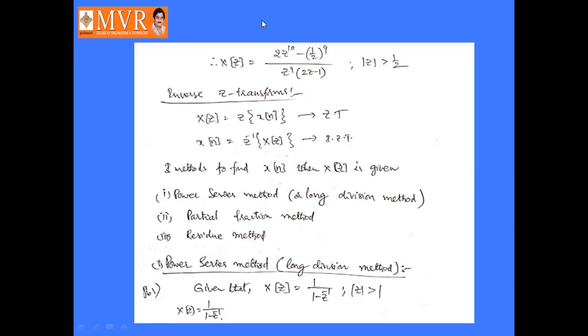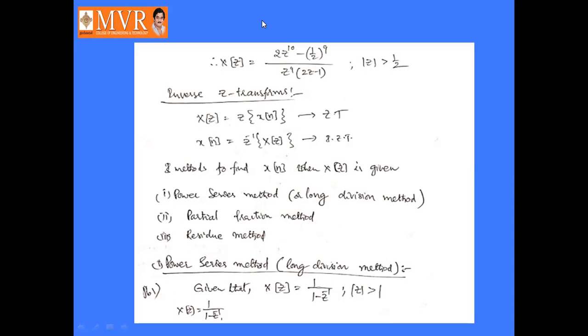So here we have three methods of finding the inverse Z-transform, three methods to find x of n when X of z is given. The first method is the power series method or long division method. The second is the partial fraction method, and the third is the residue method. The first one, the power series method or long division method, is a well-known and very popular method.